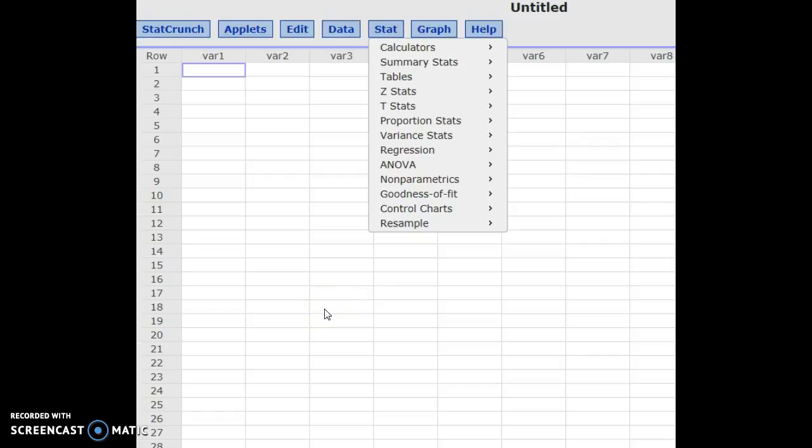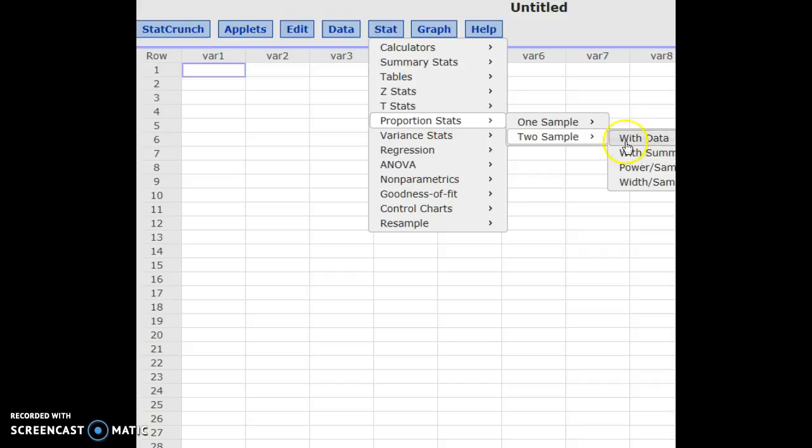When working with two samples, whether you're building a confidence interval or you're doing a hypothesis test, you really want to rely on technology to do the heavy lifting for you. StatCrunch is probably the easiest tool at your disposal, so I'm going to walk through how to do these types of things in StatCrunch. If you're dealing with two samples and you want to compare the proportion from the two samples, you would go to Stat, Proportion Stats, and Two Samples.